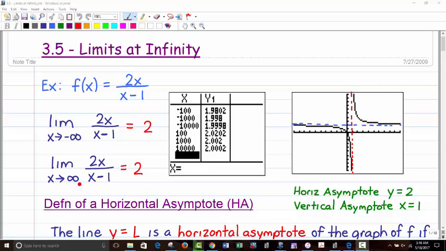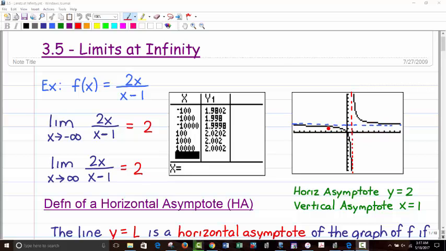Now for positive infinity, I went 100, 1,000, 10,000. Look at it coming from that direction. Also heading towards 2. So you can say that limit equals 2. Graphically, maybe I could have zoomed in on this a little better and added a better graph, but anyway, it gets the point across.